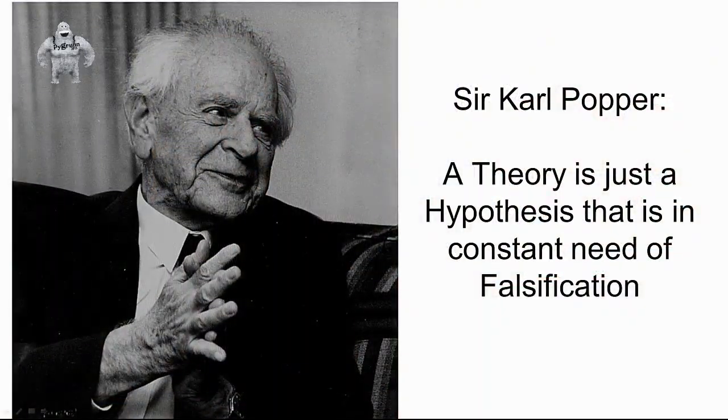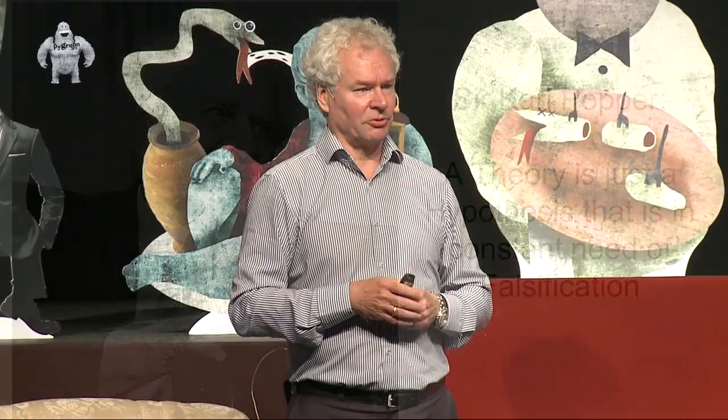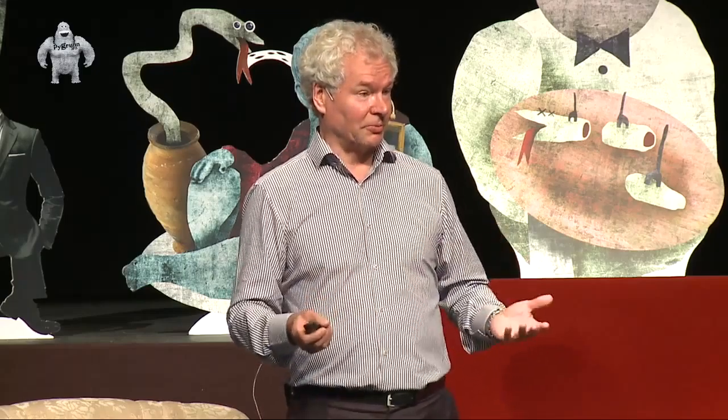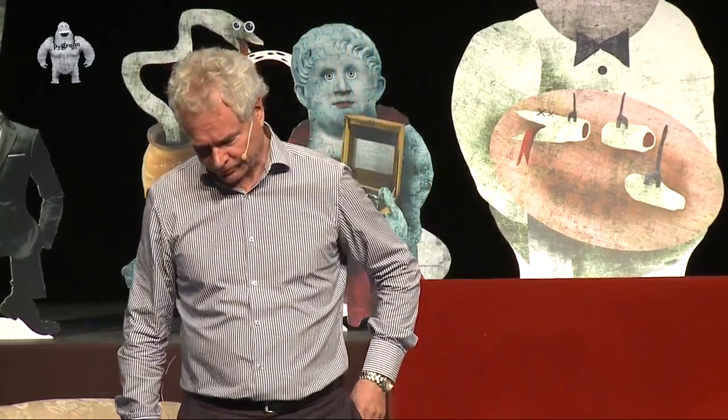So another famous philosopher is Sir Karl Popper. He said, a theory is just a hypothesis that is in need of constant falsification. And that's what we're doing. We're constantly attacking our models, trying to falsify them. And once we do not succeed in falsifying our models, then we know that we have something that's going to be accepted by the end user.